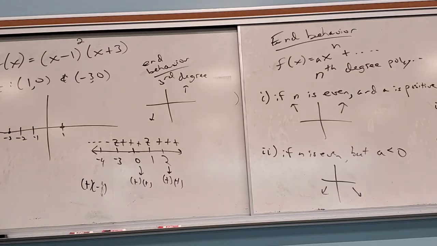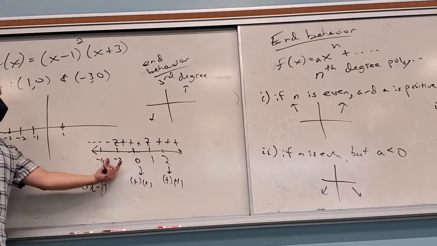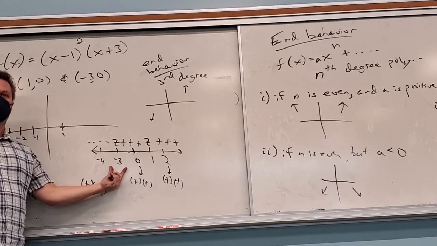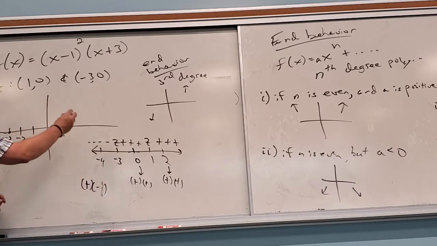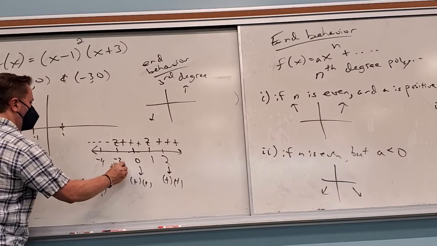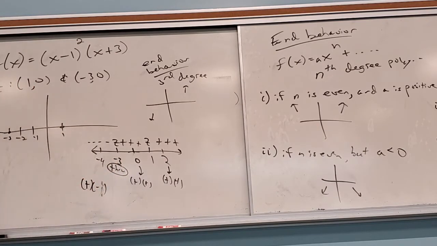Okay, now where did it change signs? Around which number did it change signs? -3. That's right where it changed signs, right? That's right. That is where it goes through the x-axis. From negative to positive, it goes through the x-axis.